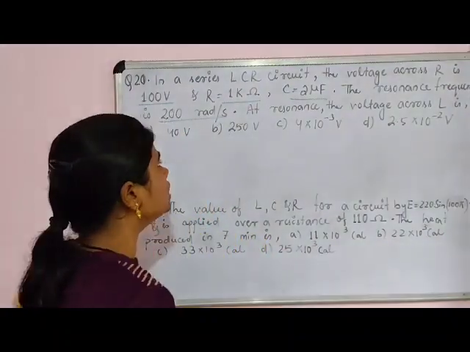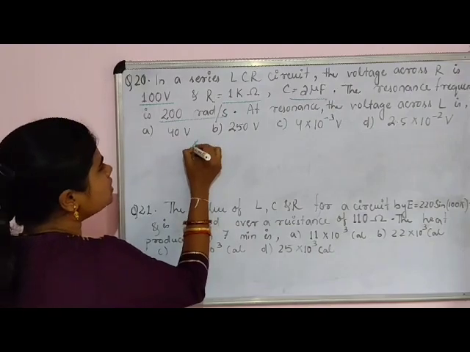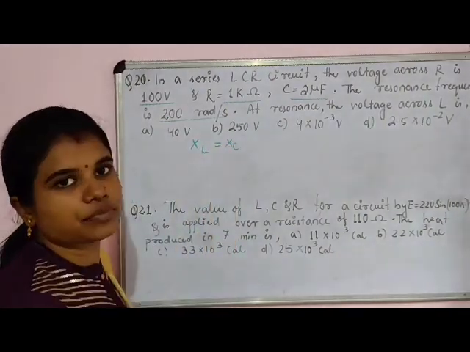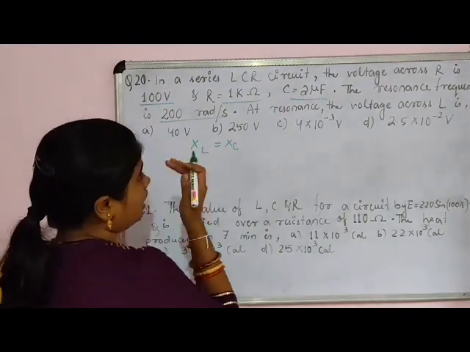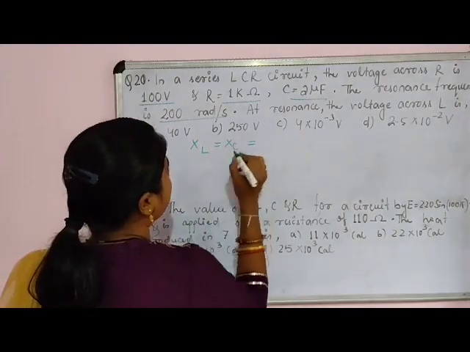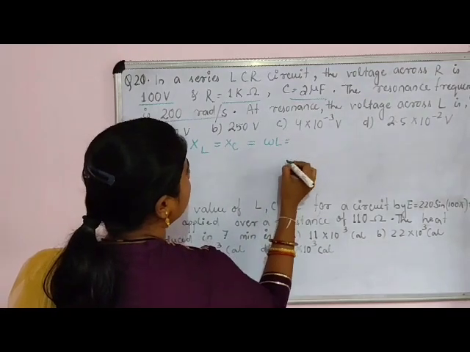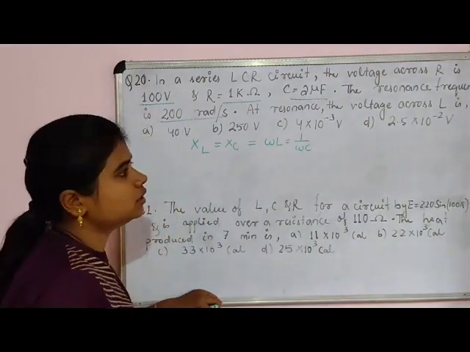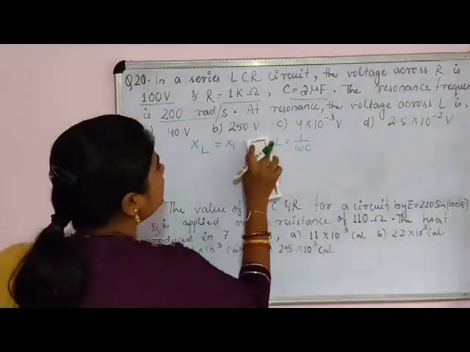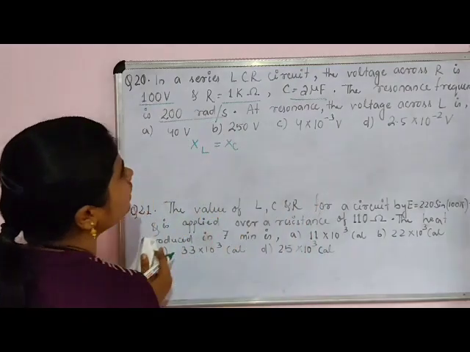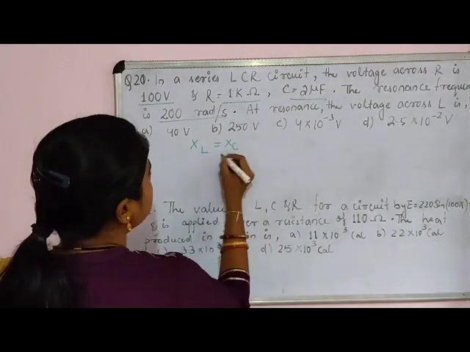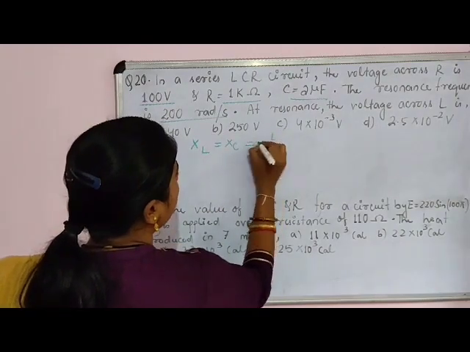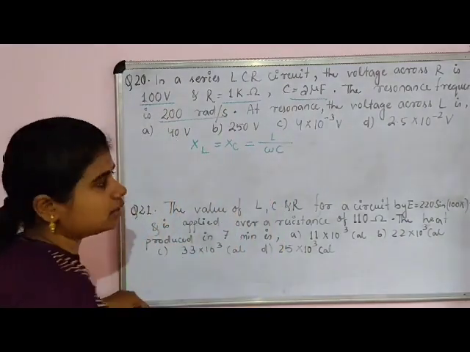So we know at resonance the capacitive reactance is equal to the inductive reactance, right? So I can write it here as omega L will be equal to 1 upon omega C, right? Or simply, since we are having the capacitance, I can write it as L equal to 1 by omega squared C, right?